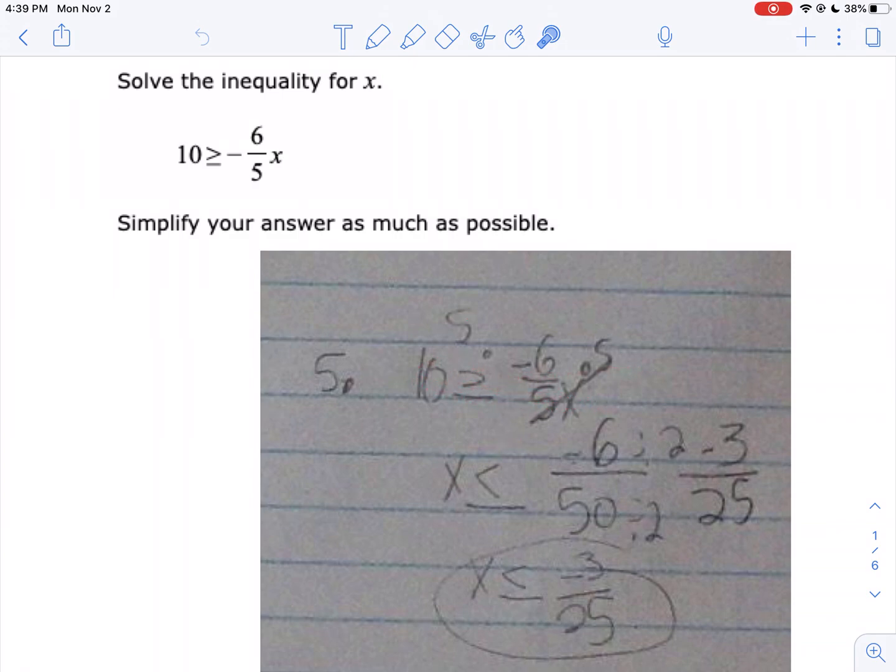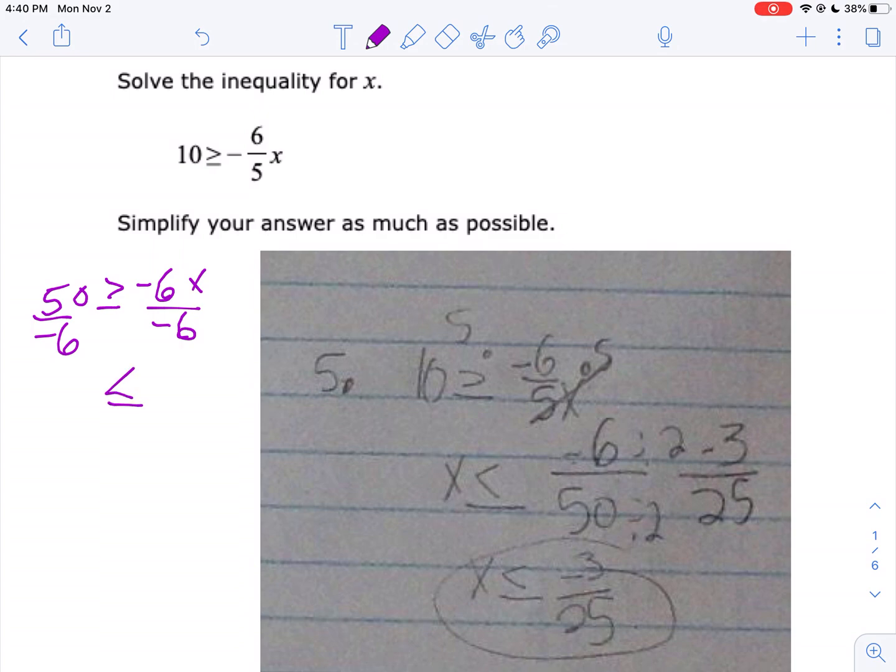5 times 10 is 50, so we should have said 50 is greater than or equal to negative 6x. That's what I wanted to see. I don't know where you got 50 underneath the 6, so what we're going to do now is we want to get x by itself, so we'll divide both sides by negative 6. When you divide both sides by negative 6, you have to flip the inequality, so instead of being greater than, it becomes a less than sign.